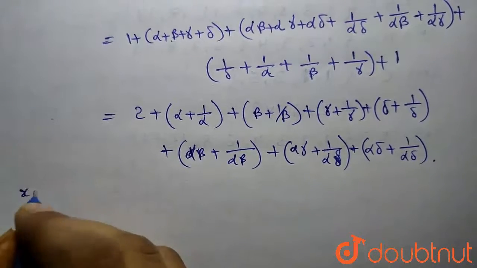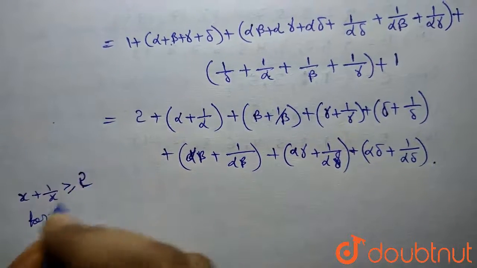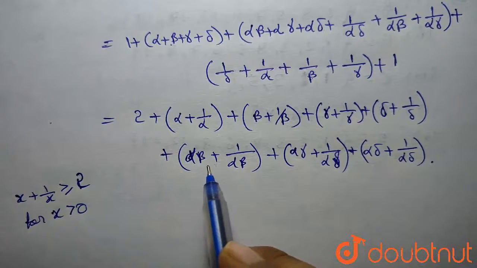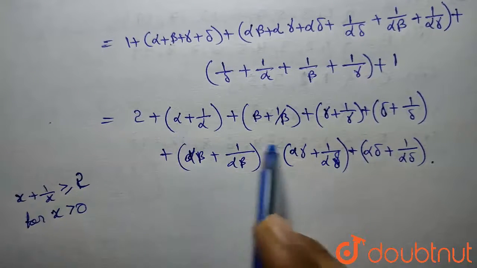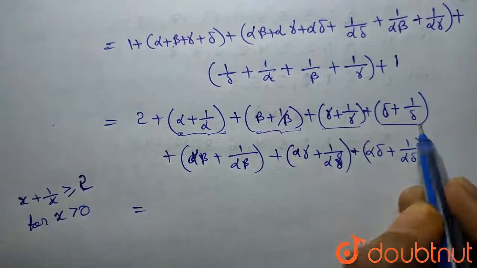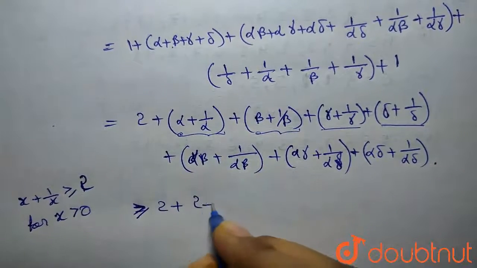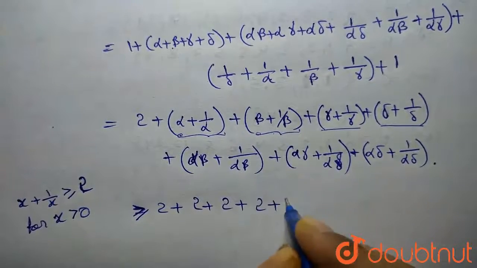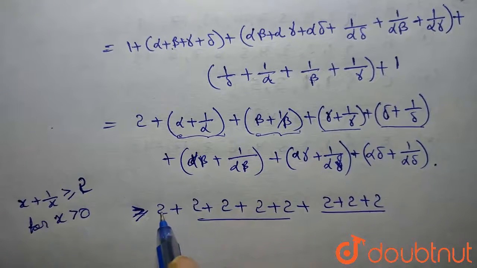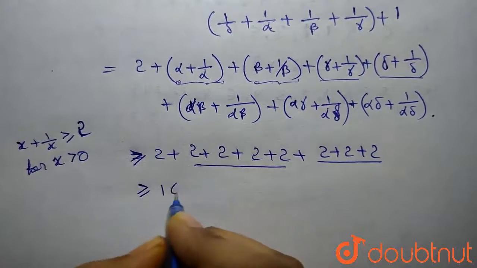We know that x plus 1 by x is greater than or equal to 2 when x is greater than 0. We already know that alpha, beta, gamma, delta are positive real numbers. This means each of these pairs is greater than or equal to 2. Now we can write this as greater than or equal to 2 plus 2 plus 2 plus 2 plus 2 and so on. How many 2s are there? 1, 2, 3, 4, 5, 6, 7, 8. Eight 2 terms are there. Therefore, this is greater than or equal to 16.